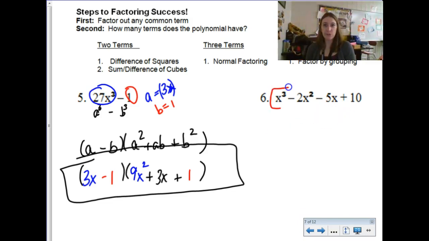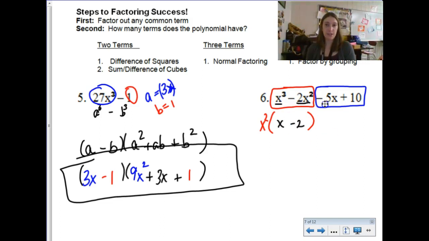But if you were to group this problem into 2 halves, color-coded as such, and look at each of these as their own little mini factoring problems. So x to the third minus 2x squared. If I was just going to factor that expression, I notice that there's a common x squared that I could take out. And if you take out the x squared, you still have an x and a minus 2.